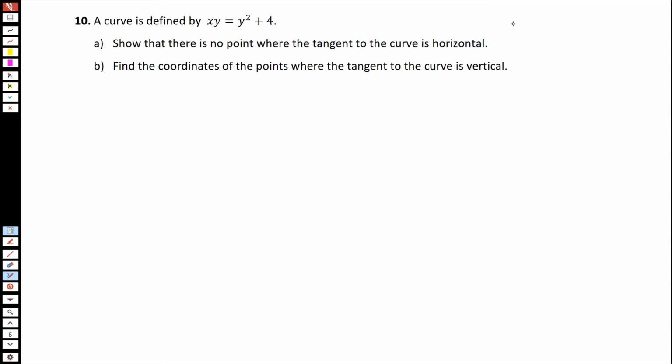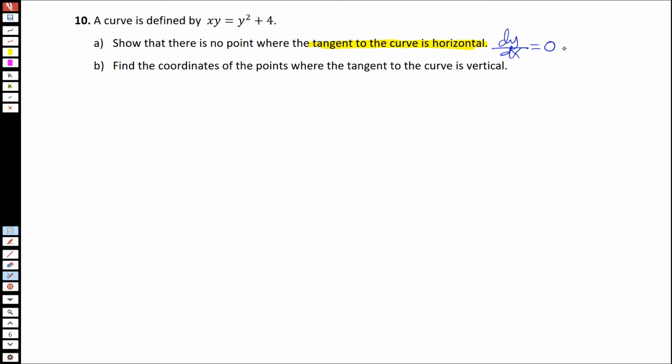In this question, we are required to show that there's no point where the tangent to the curve is horizontal. So that basically means that we are required to show that there's no point on the curve where dy over dx is equal to 0.